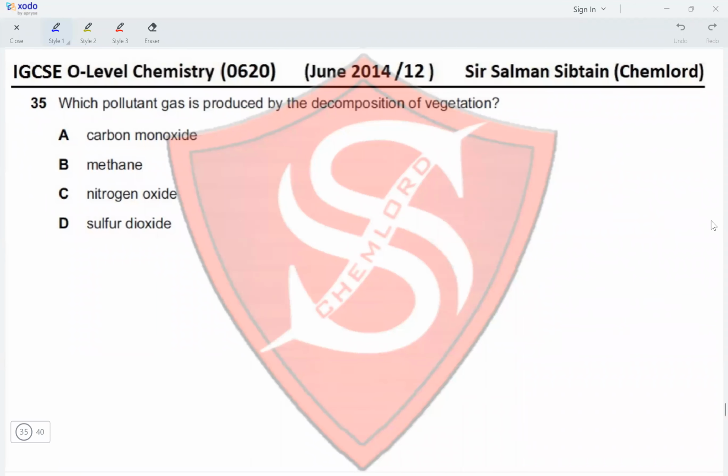Question 35. Which pollutant gas is produced by the decomposition of vegetation? So decomposition of vegetation produces methane. So the options are carbon monoxide, no. Methane, yes. Nitrogen oxide, no. Sulfur dioxide, no. So this makes option B the correct option for this question.